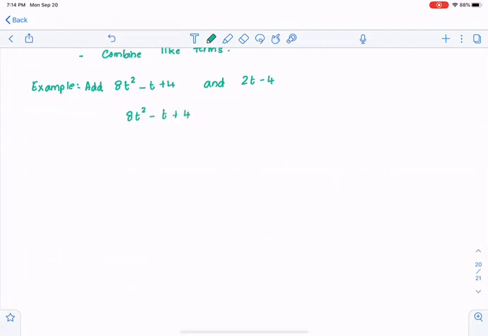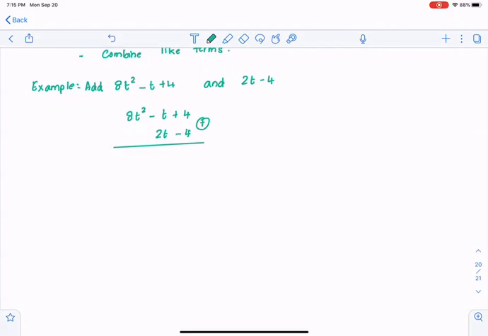write them out like we usually do with adding numbers. Again, this is not necessary once you have enough practice. But when you're learning it for the first time, it's best that we do it this way so that we can understand it better. So I'm adding the 2. So you can see that I put like terms, you know, t and t, 4 and 4.